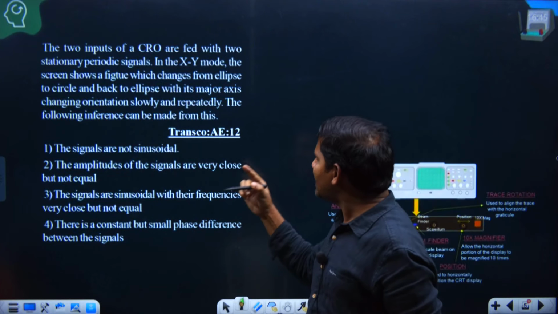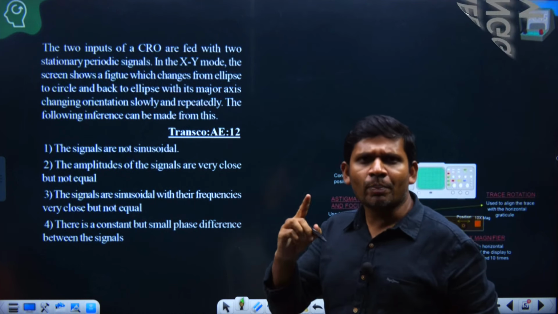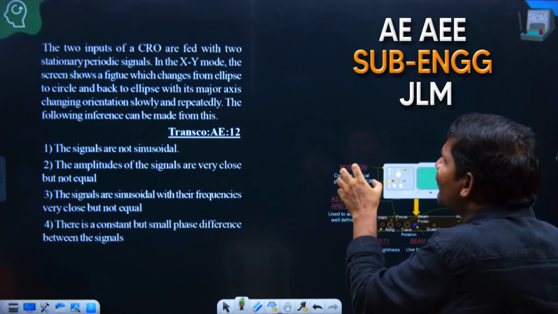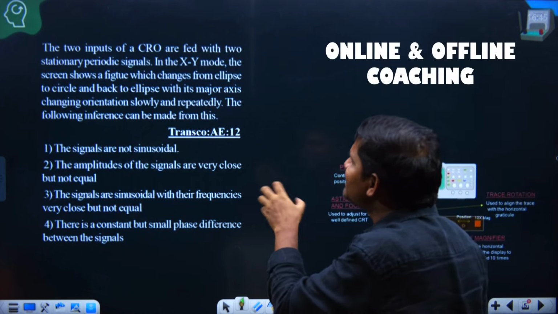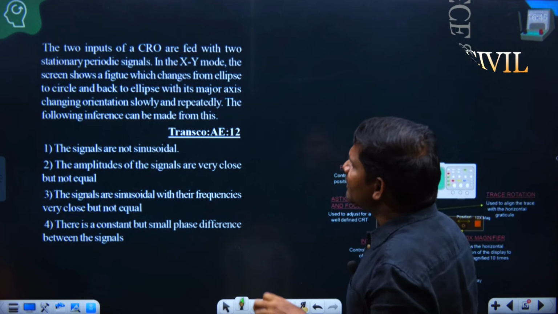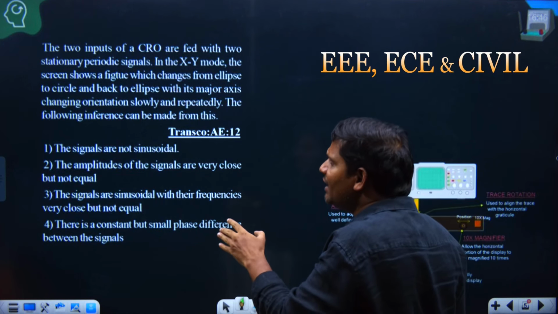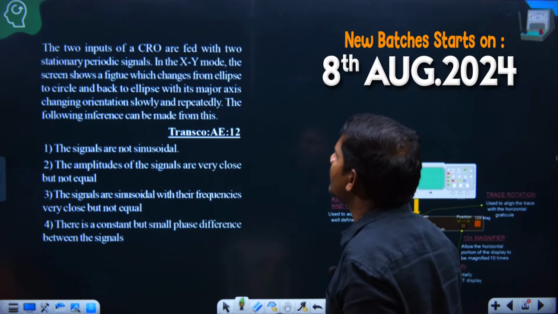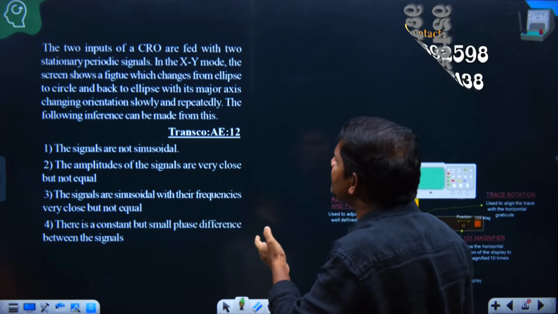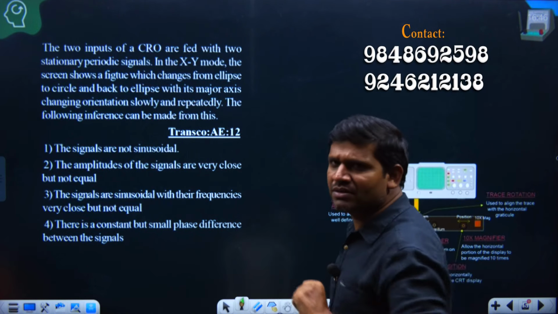This question is asked in Transco AE 2012, subject electrical measurements, topic CRO. The two inputs of a CRO are fed with two stationary periodic signals in the XY mode. The screen shows a figure which changes from ellipse to circle and back to ellipse, with its major axis changing orientation slowly and repeatedly. The following inference can be made from this.